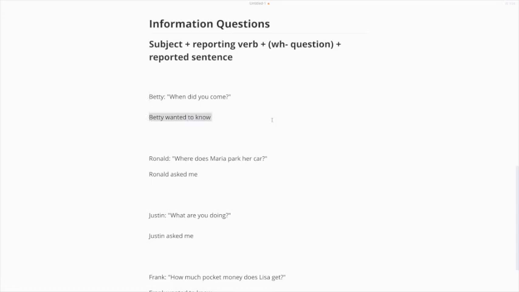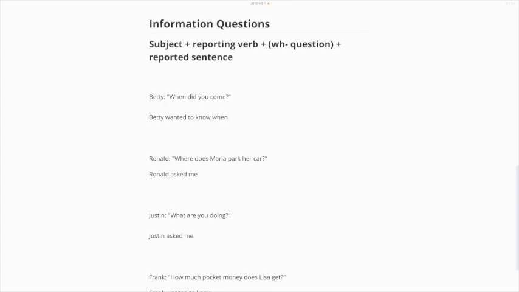We already have this halfway through, so let's continue. It says subject, that is Betty. Betty is the subject who is saying that. Reporting verb, or in this case reporting phrase, is wanted to know. Remember, wanted to know is the same as asked. So we have a subject, we have a reporting verb. Now we're gonna need our double H question. In this case is the when. So Betty wanted to know when.